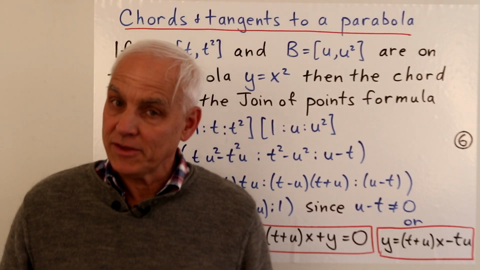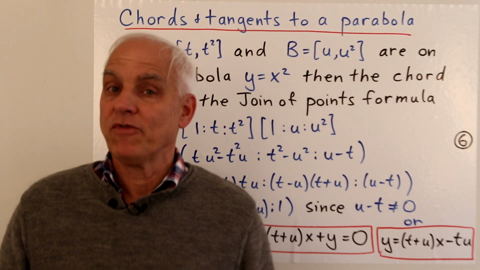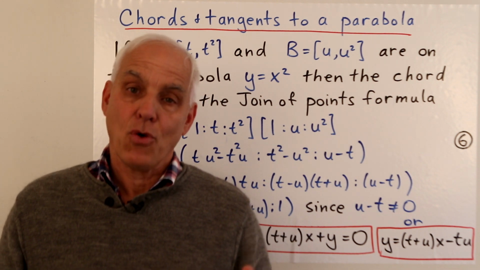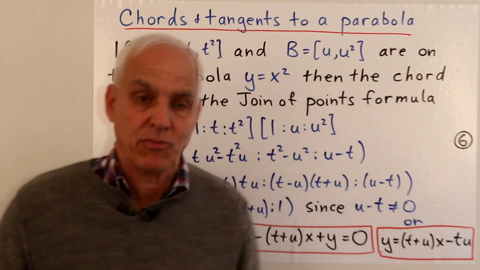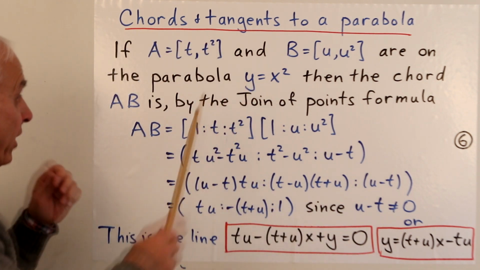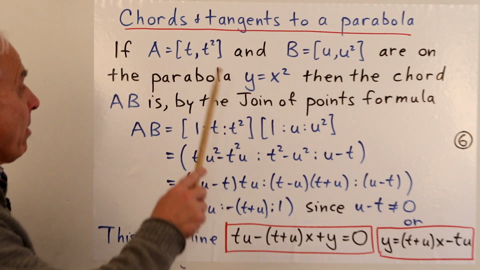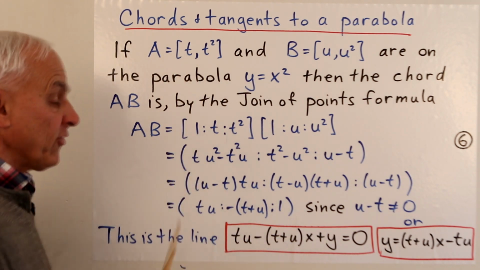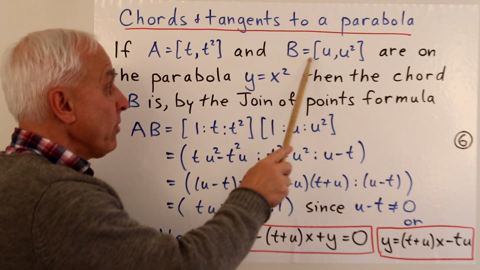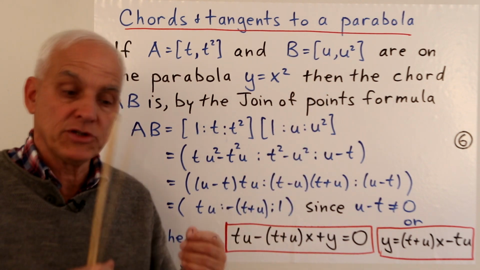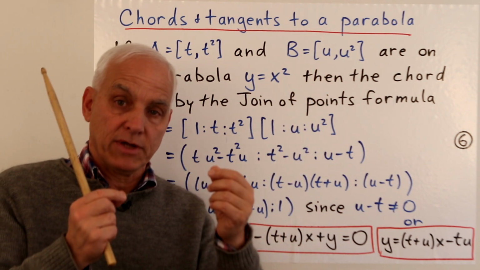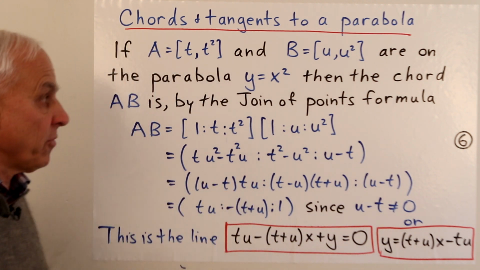Well, so to illustrate the idea, let's have a look at the example of the parabola and calculate chords and tangents to the parabola. So we're talking about y equals x squared with parametrization t and t squared. So here are 2 points on the parabola, A with coordinates t and t squared, and B with coordinates u and u squared. And we're going to assume that they are distinct points, okay? They're different, so t is different from u.